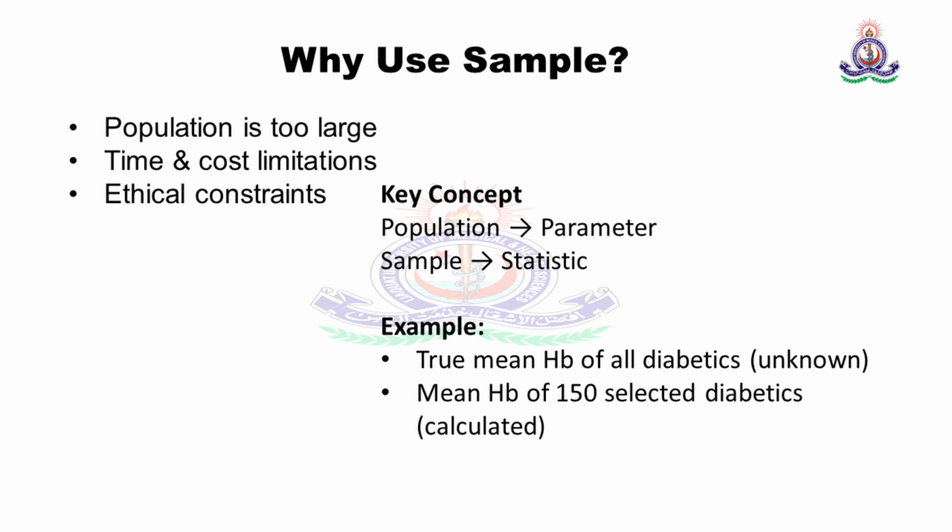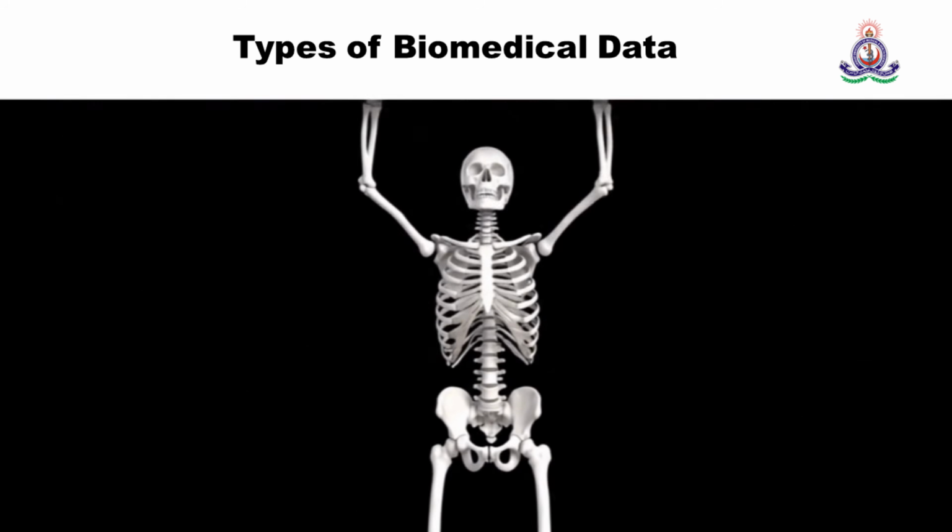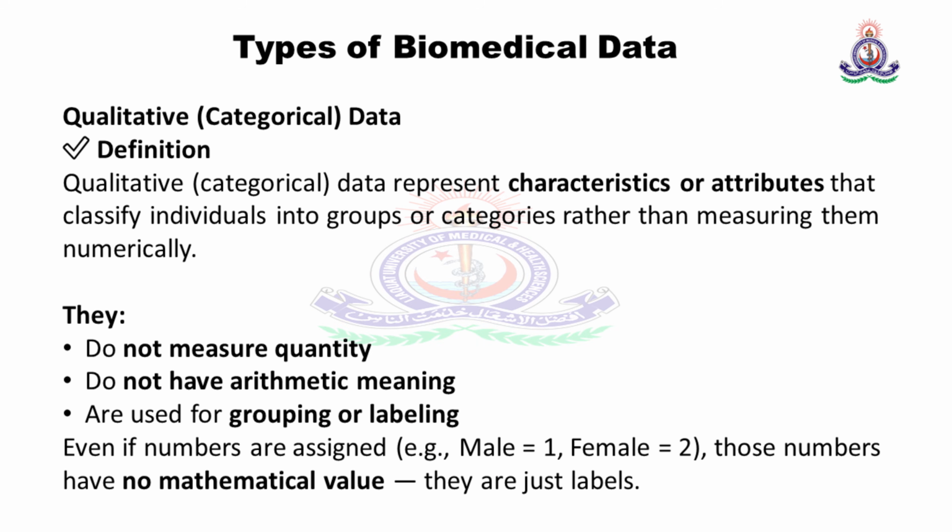Now let's talk about the types of data you will see every single day. Data comes in two big families. The first is qualitative, also called categorical. These are labels, not numbers. Male or female, blood group A, B, AB, O, HIV positive or negative. Even if I put numbers like male equals 1, female equals 2, those numbers have no mathematical meaning. You cannot average male and female.